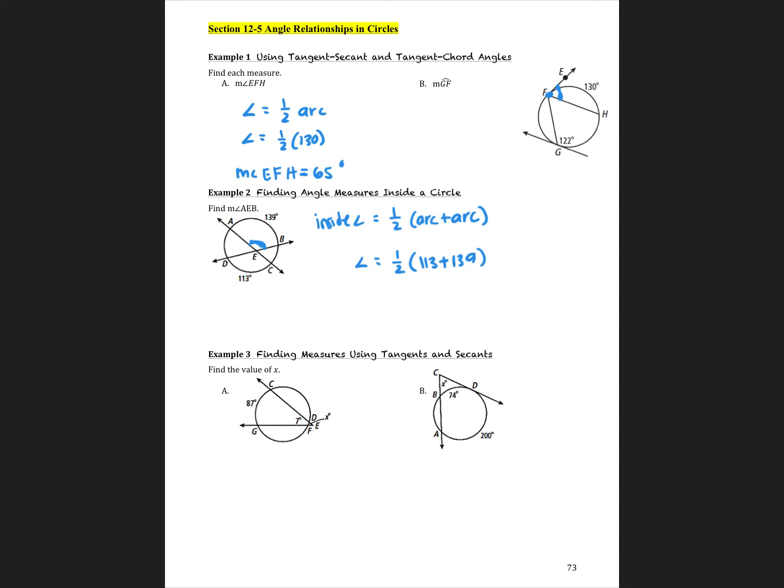That's different than example 3, because in example 3, it's an outside angle. So the outside angle is equal to 1/2 of the arcs subtracted from each other. Usually I do arc 2 minus arc 1 just as a reminder to do the big arc first. So the angle is equal to 1/2 of the 87 minus 7. So x in this case, which is the angle, is 40 degrees.